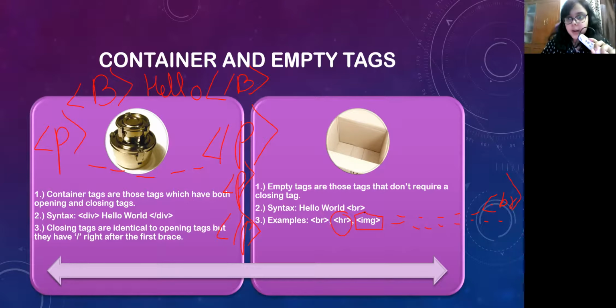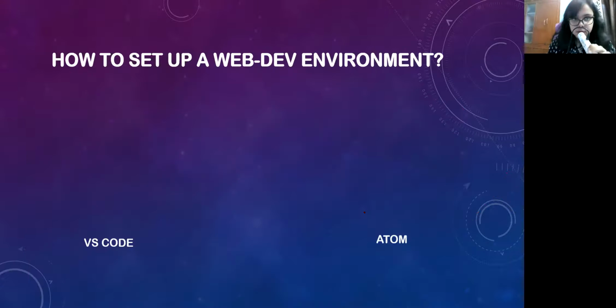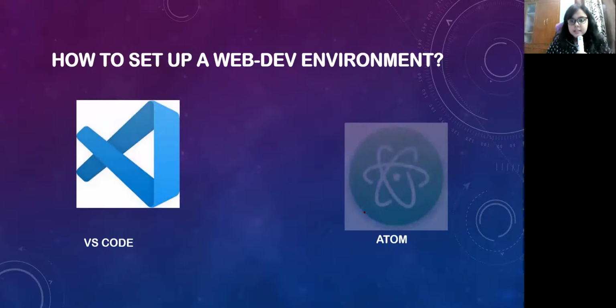So I hope we were clear until now. Very soon we will be talking about what attributes are. Attributes are special features of tags. But before we talk about attributes, you need to actually learn how to set up an environment for writing HTML, right? That was the main motive behind this video: how to set up a web development environment. There are mainly two very famous text editors that all of us around the globe use predominantly. These are VS Code and Atom.